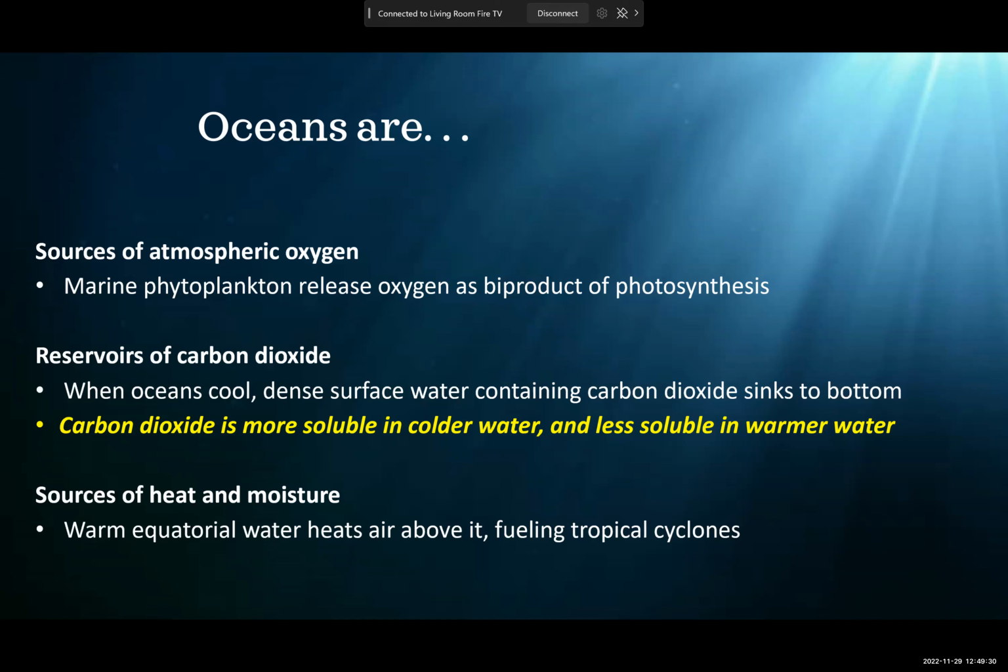All right, sources of heat and moisture. The oceans are also sources of heat and moisture. So warm equatorial water heats the air above, fueling tropical cyclones. We all know about those because we get the remnants of them here, I will note, after they hit Florida first.